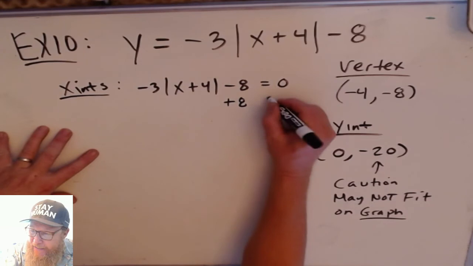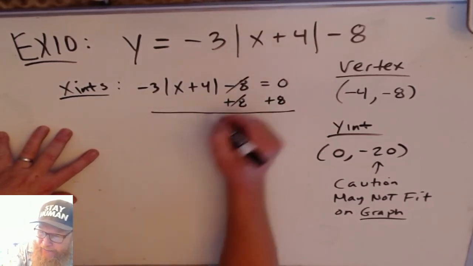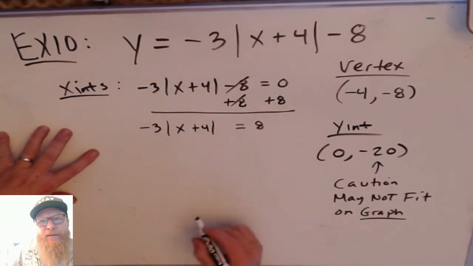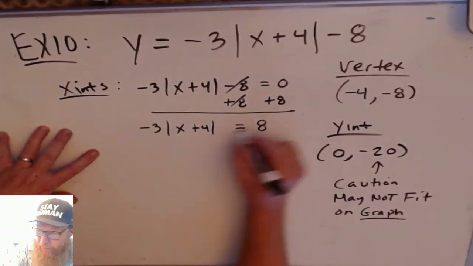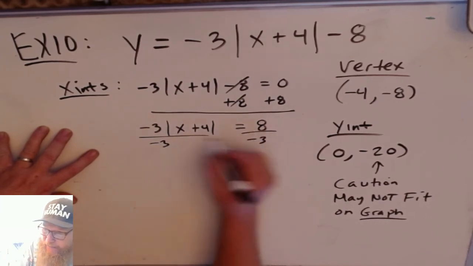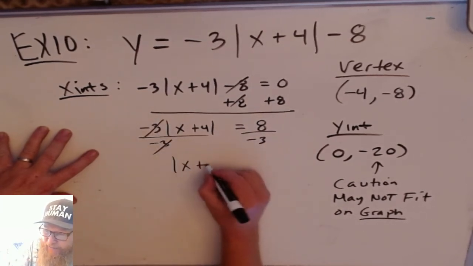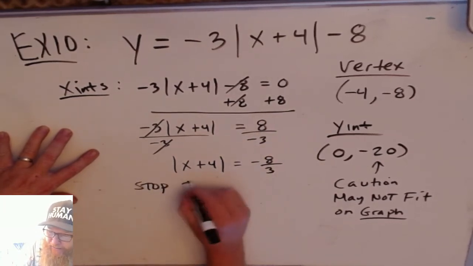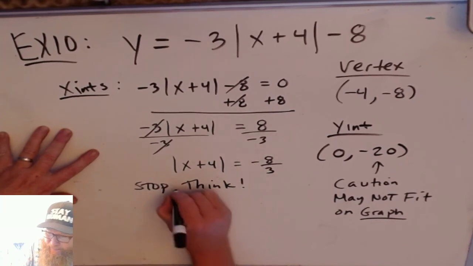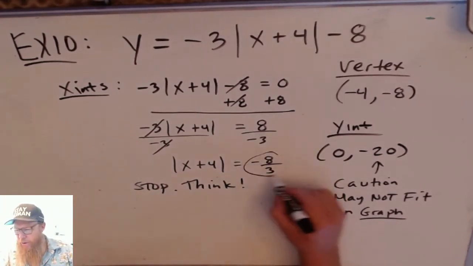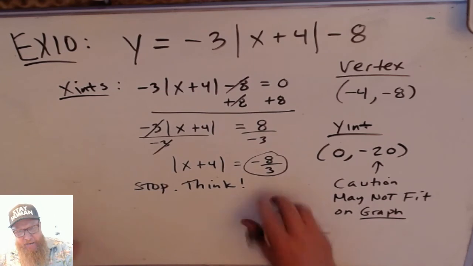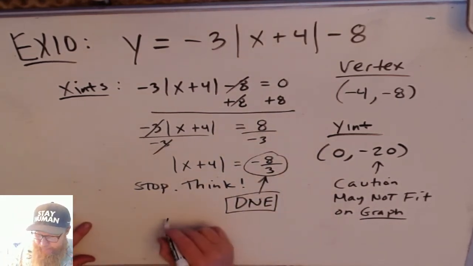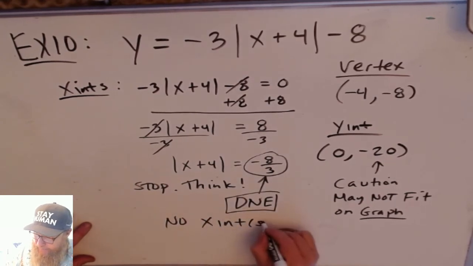So now move the 8 to the other side. Divide by -3. Get rid of the scalar. Stop and think. Remember the rule. If this is negative, there's no solution. There are no x-intercepts.